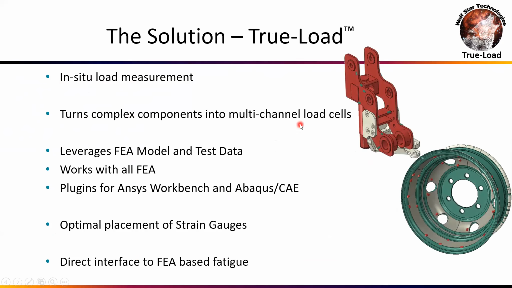We can work with any FEA model you've got, any FEA system you've got, and your test data. And we've got really nice plugins for ANSYS Workbench, Abaqus Workbench and Abaqus CAE. But at the end of the day, we'll get you optimal placement of strain gauges, and with that optimal placement of strain gauges, we'll give you strain correlated loading functions, and with those strain correlated loading functions, we can drive your FEA-based fatigue software. So this is what we're all about. This is the solution.